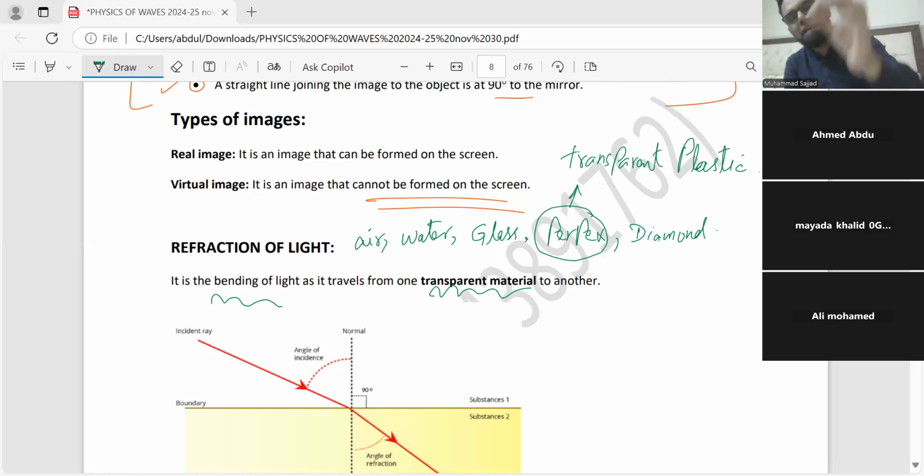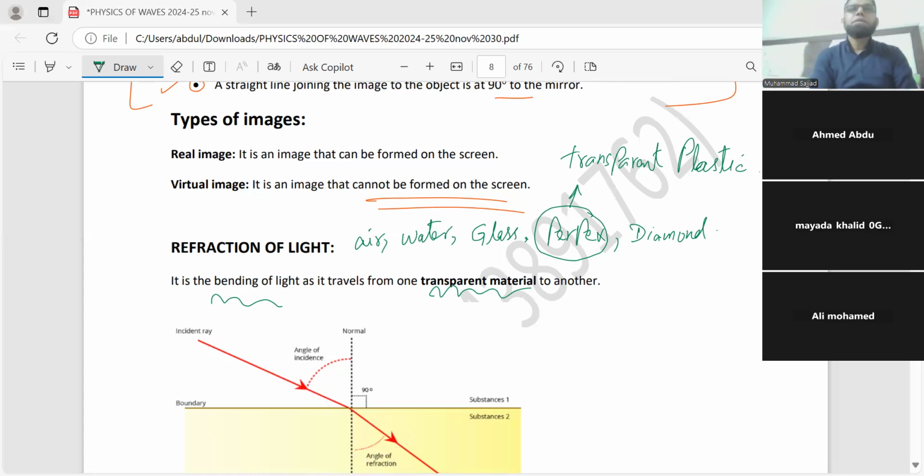But the question is why the light is bending. Now this is important and I want you to concentrate with me right now. More concentration. A ray of light is bending due to change of speed when the ray enters from one medium to another medium.